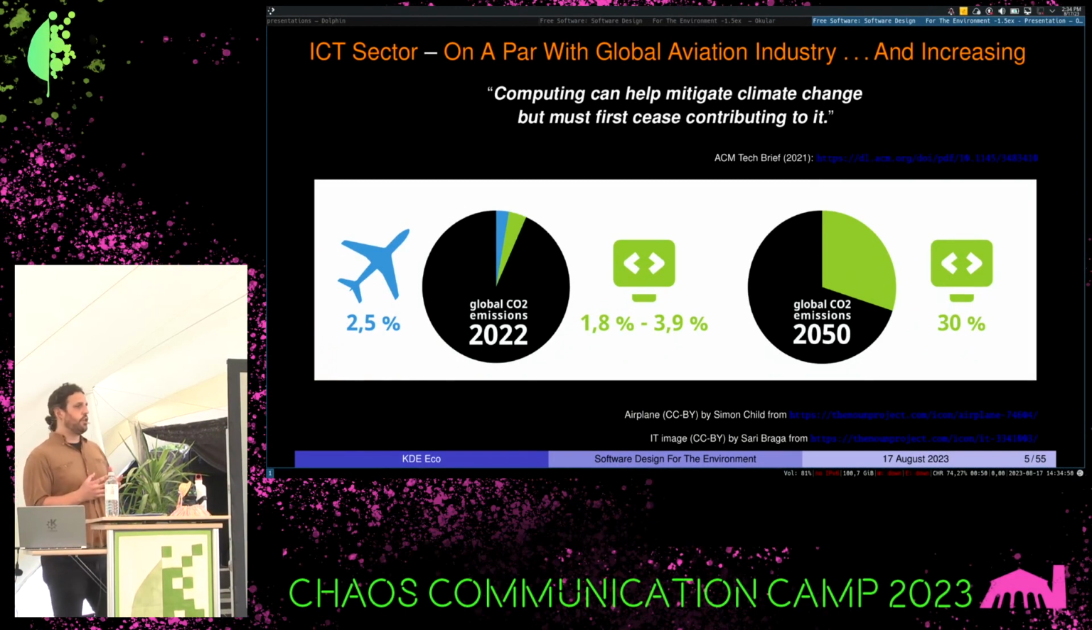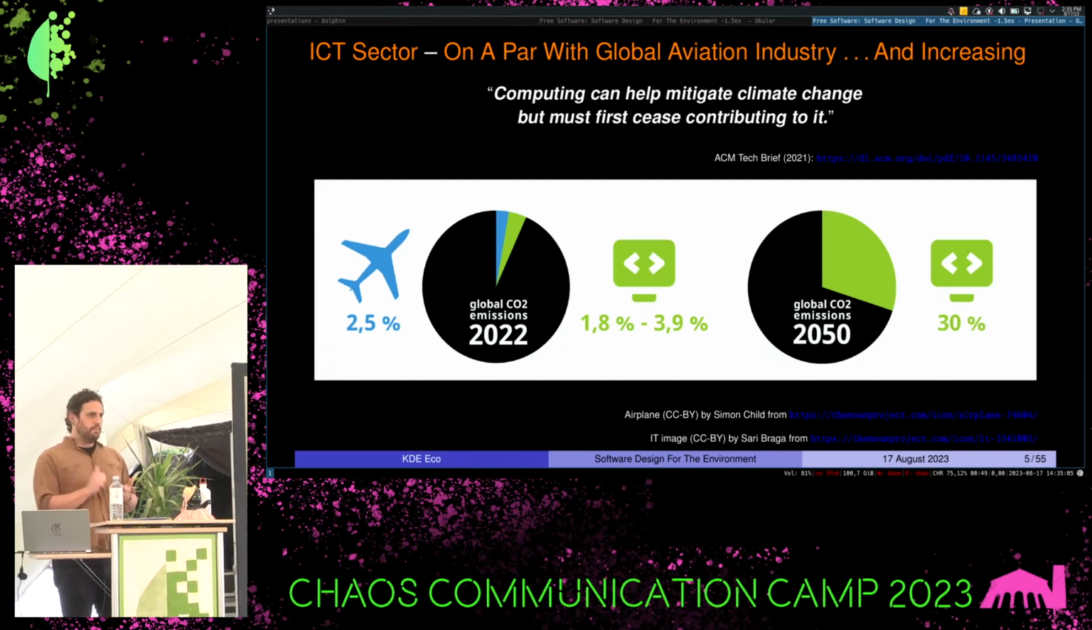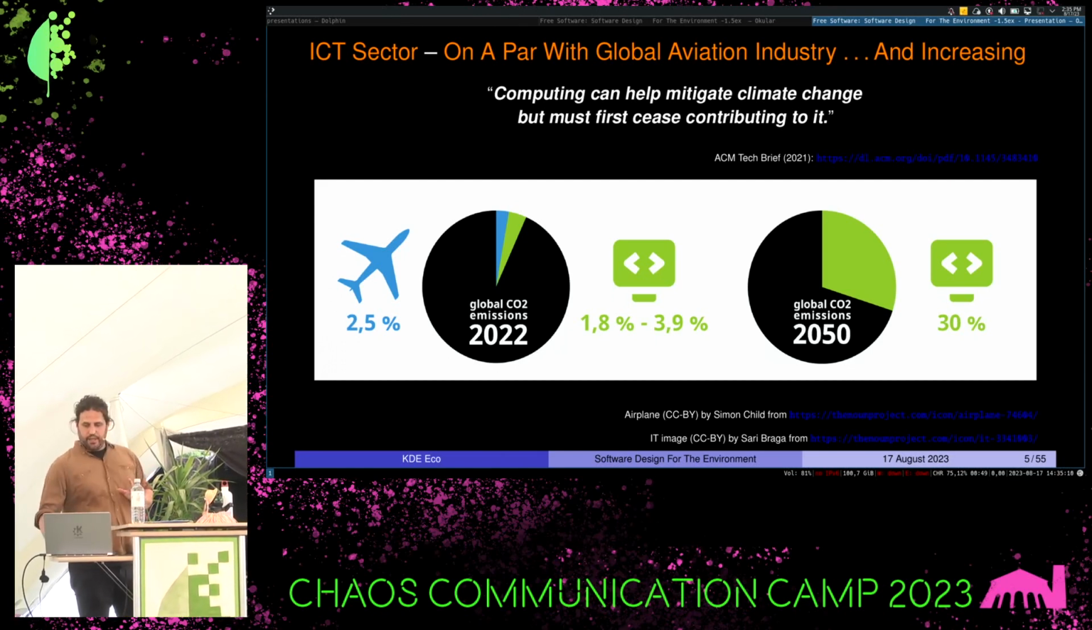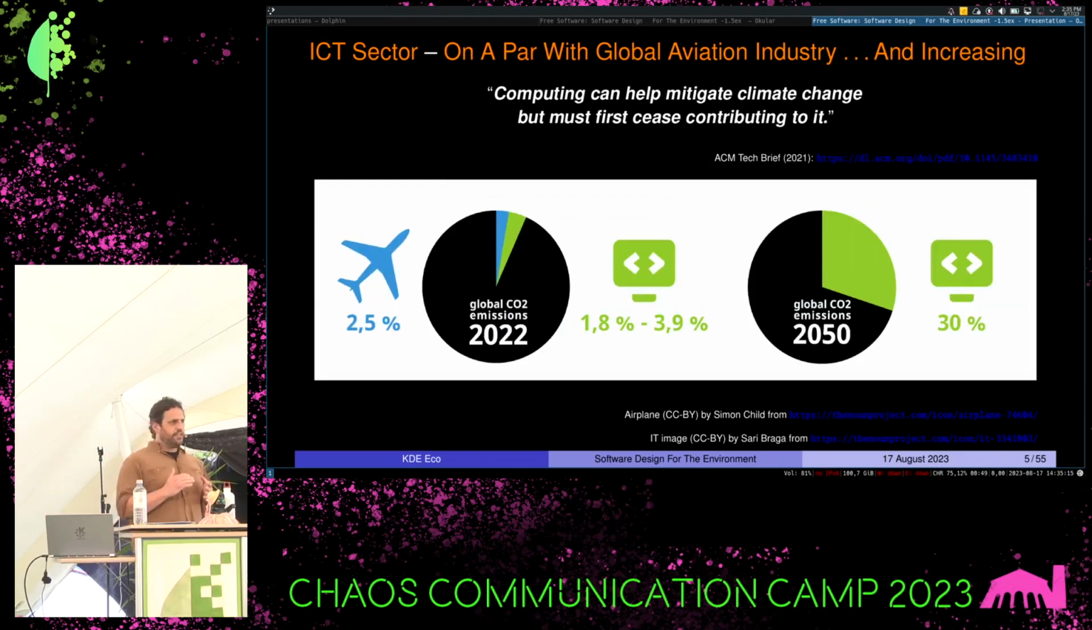This analysis for the ICT sector includes everything from production, transportation, end-of-life treatment of devices, to energy consumption of the internet, to energy consumption driven by the software you're running at home or in your office. It also includes Bitcoin, machine learning training, etc. Right now, the current trajectory, if you look here and as well as here, if things don't change, it's going to continue growing, and some estimates put that up to about 30% of global CO2 emissions by 2050. Okay, so it's growing. It's increasing rapidly.